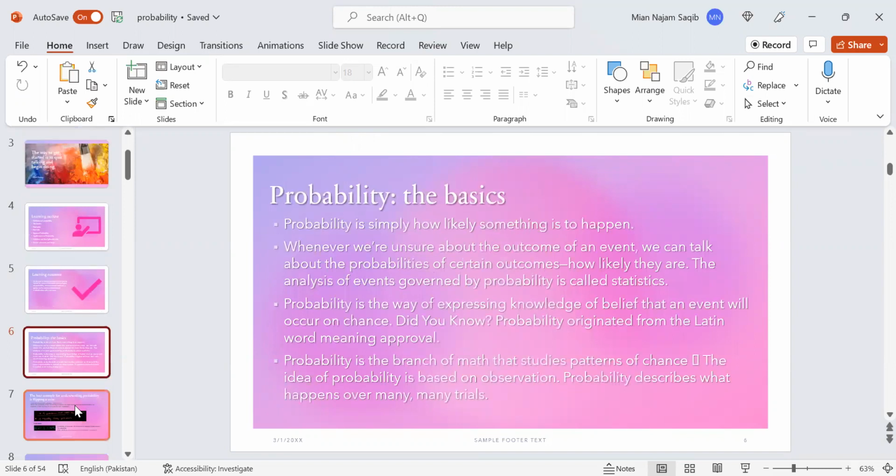Basically, what is probability? Probability is simply how likely something is going to happen. Whenever we're unsure about the outcome of an event, we can talk about the probabilities of certain outcomes and how likely they are. The analysis of events governed by probability is called statistics. Probability is a way of expressing knowledge or belief that an event will occur by chance. Probability originated from a Latin word which means approval, and it is a branch of math that studies patterns of chance. The idea of probability is based on observation, and probability describes what happens over many trials.